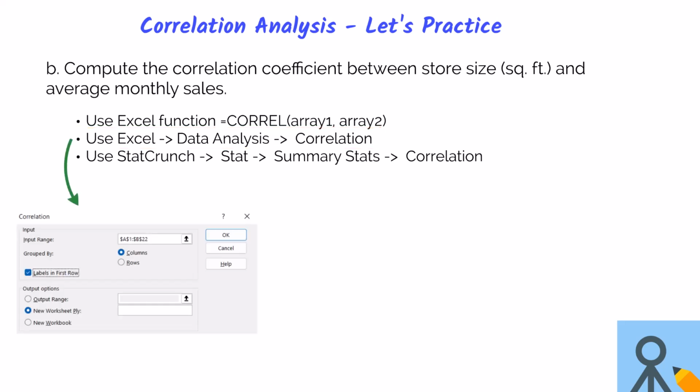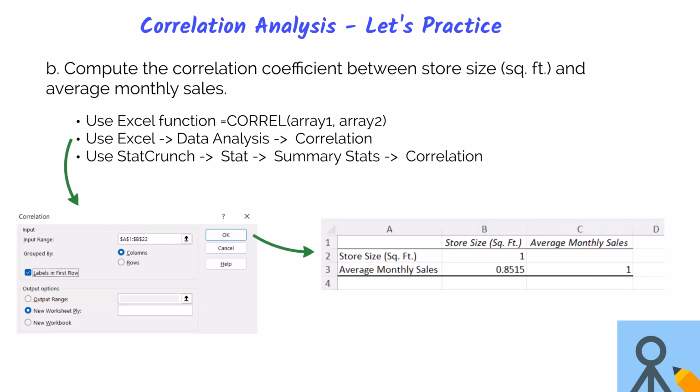So on the correlation window, you will want to click on the input range and then highlight the range of data from A1 to B22 in Excel. The data is organized in columns, so you won't change that selection. But be sure to check the labels in first row option. This is because we are including the names of the columns in row 1, so you want Excel to know that, so it does not include the first row in the calculation. If you include row 1, but you don't check this box, you will get an error message that you have non-numeric data. I recommend that you not make any changes to the output options and just let Excel put the output on a new worksheet.